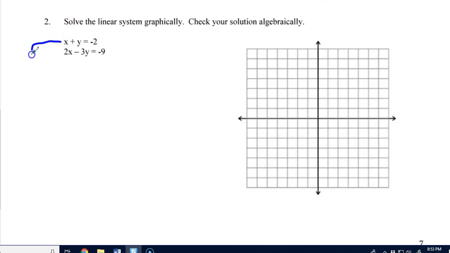So hopefully you took time to do this. If not, please do. Okay, so that's getting it into slope-intercept form. Now I can graph it, right?